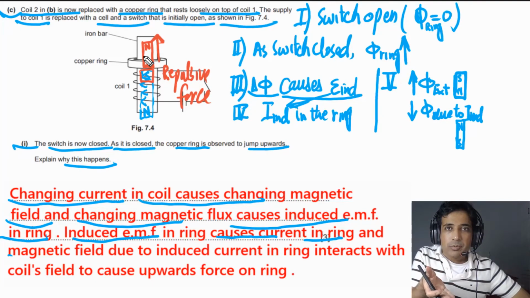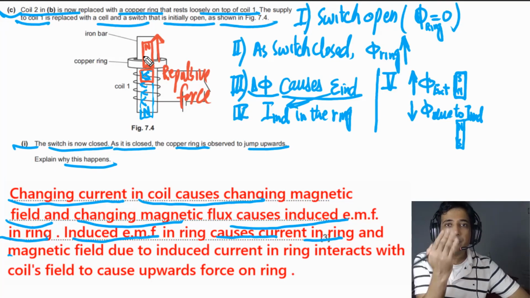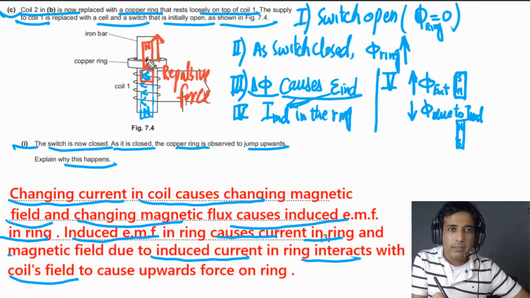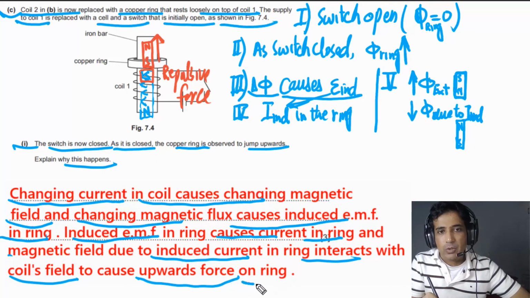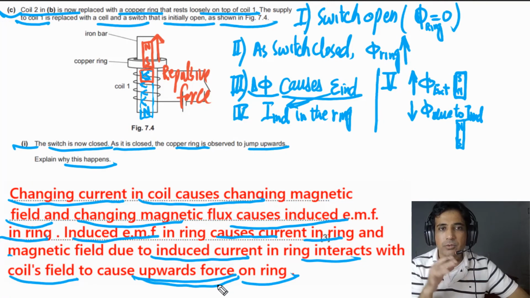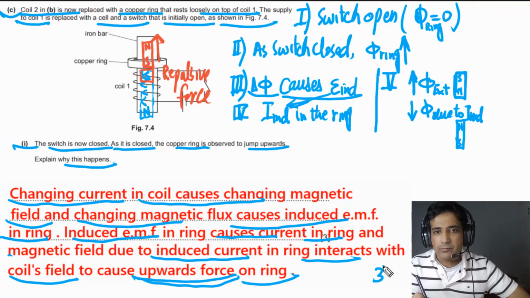So there is a repulsive force, it will be pushed upwards. The field due to the induced current in the ring interacts with the coil's field, meaning these two magnets interact with each other, magnetic fields, and cause an upward force on the ring. Upward force on the ring. So that's all you need to write down for this question. If you write down your answer in this way, you will get 3 marks, meaning full marks for this part of the question. I hope this is clear to you, and this is the key concept about EM induction.